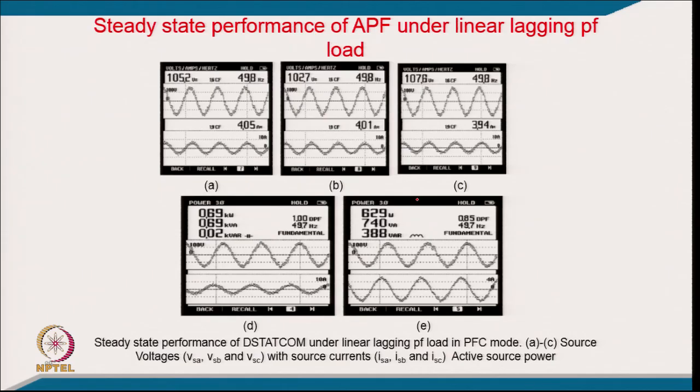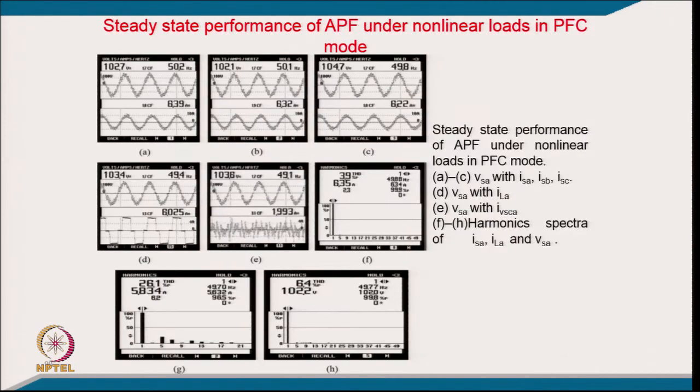implemented it in the laboratory, and these are the experimental results. These are the 3-phase source current, the 3-phase supply voltage, and the 3-phase load current, and this is the source power, the active power. This is the source current, and this is the load current. You can see how non-linear the load current is, and this is the shunt active filter current. The difference of this and this is this current.